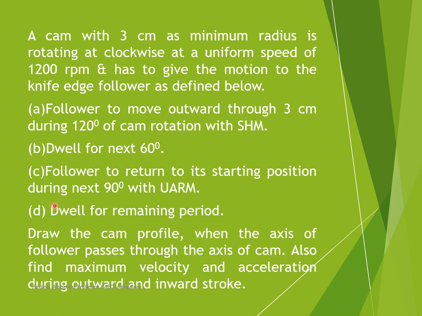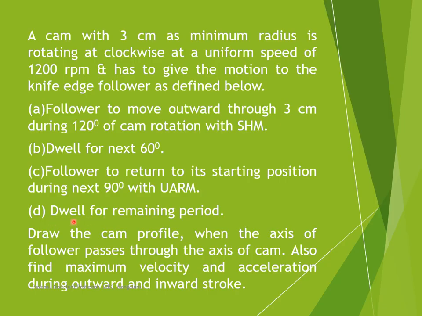Next C. Follower to return to its starting position during next 90 degree with UARM. What is the meaning of this? Follower to return to its starting point, from where it started. In the first point it was moving outwards, so away. Now it is coming back to that original position during the next 90 degree. So 180 degree is over from the first 2 points. Next 90 degree, with UARM. What is UARM? Uniform acceleration retardation motion. So next type of motion, UARM.